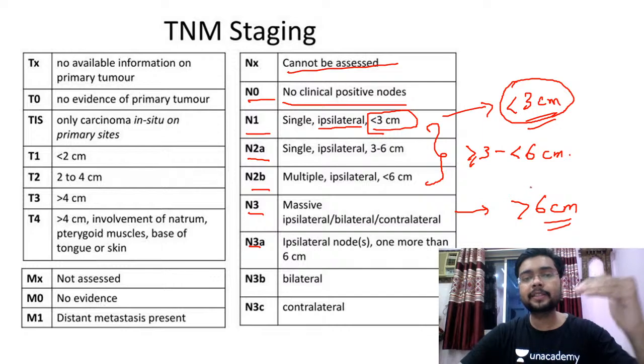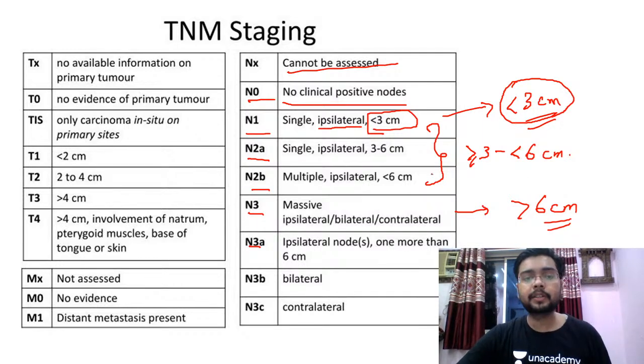Now you see what is N2A, what is N2B, and what is N2C. N2A is single ipsilateral 3 to 6 centimeter. So 3 to 6 centimeter will be constant. It cannot be more than 6 centimeter in N2. But if it is multiple same side, you will label it as N2B. If it is single same side 3 to 6 centimeter, you will label it as N2A. And N3 is anything which is more than 6 centimeter, right?